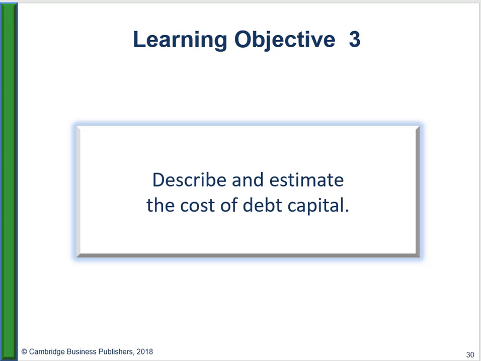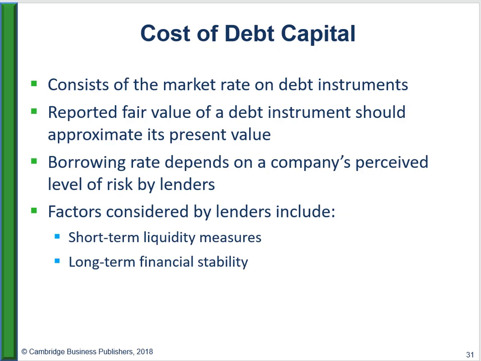Okay, let's move on to learning objective number 3, describe and estimate the cost of debt capital. This should be a little bit more straightforward because we have the interest rate, we have the coupon rate, we have the market rate, we have the face value. These things are what we need to determine a company's cost of debt. So we can look at some of the factors that ought to have an influence on those. This should all be review.